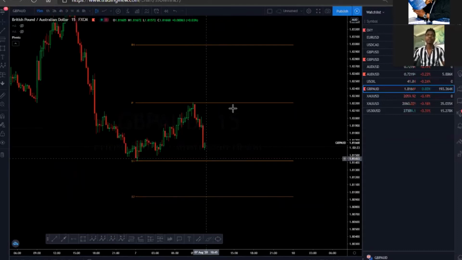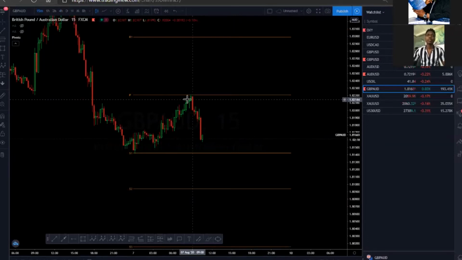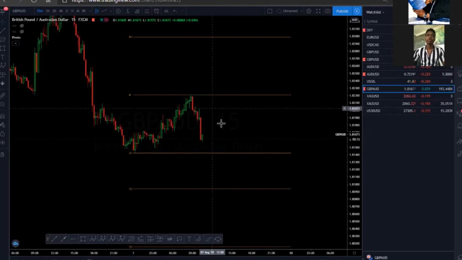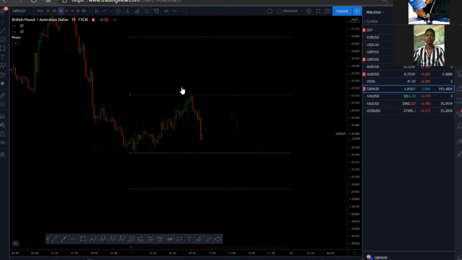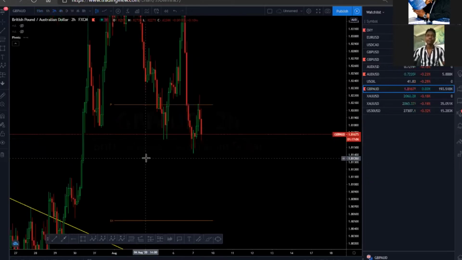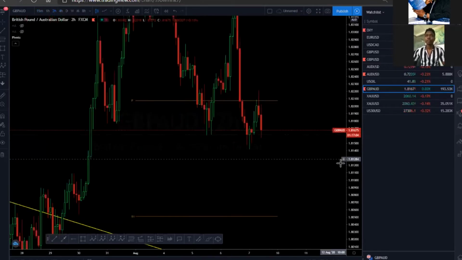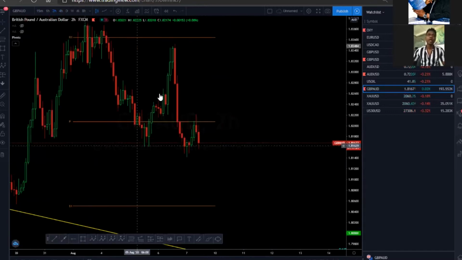If we break above, the P area can act as support, or if we break below, the P area will act as resistance. That's what we got this morning. As you can see, we got some resistance here, and the market has been moving further down. If you look at the 2-hour close, we got this shooting star formation. Yesterday we had this nice bullish run.